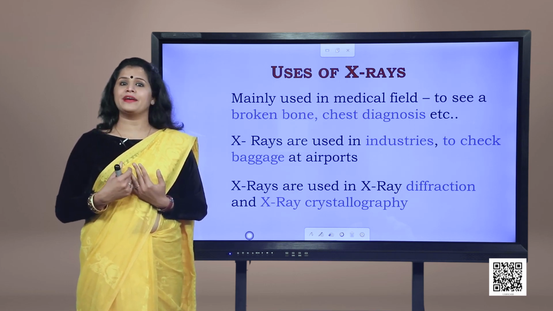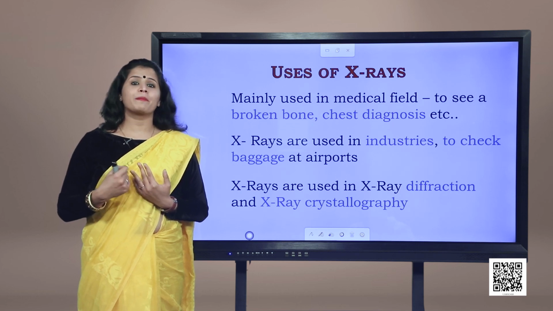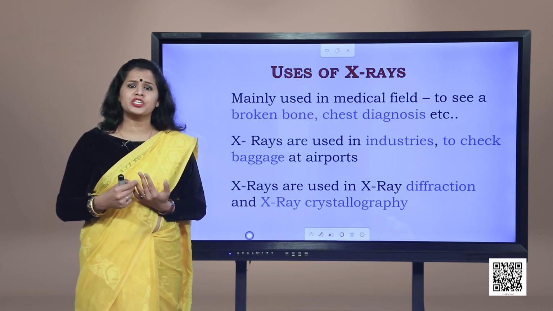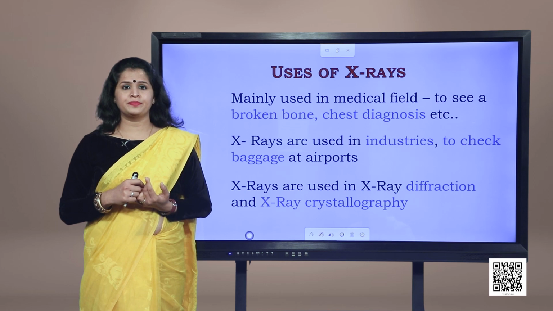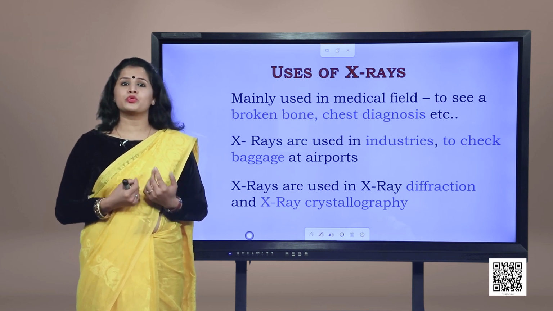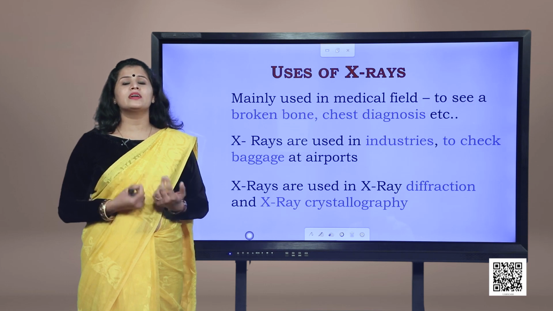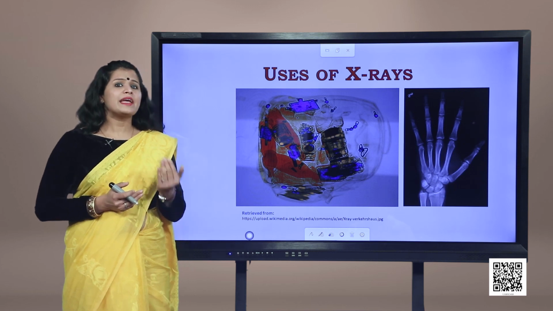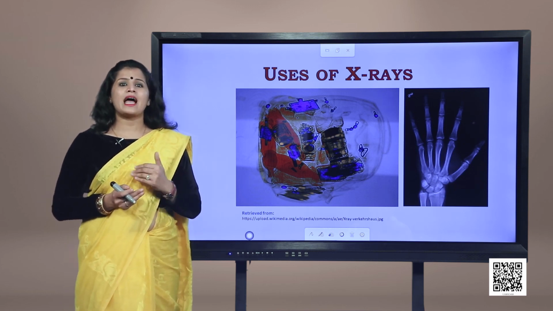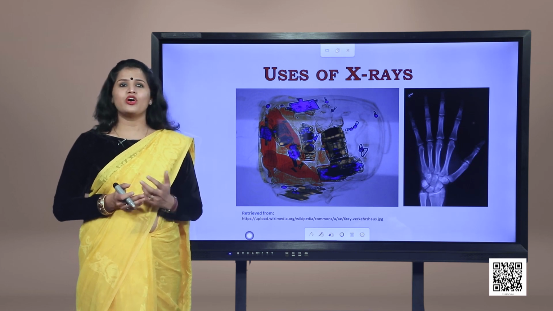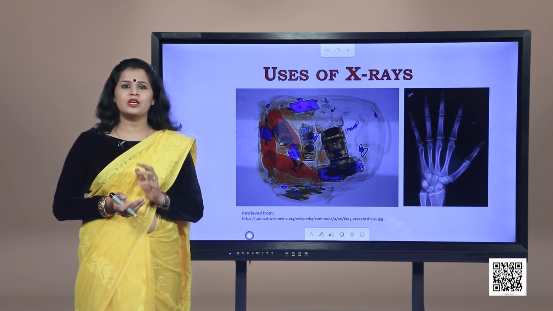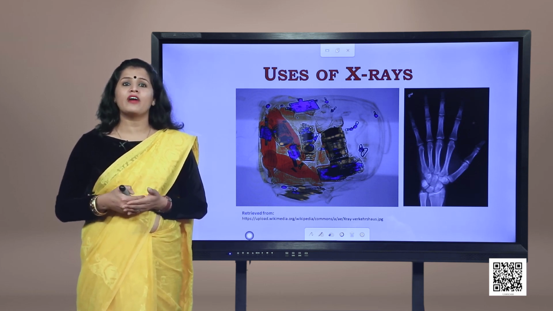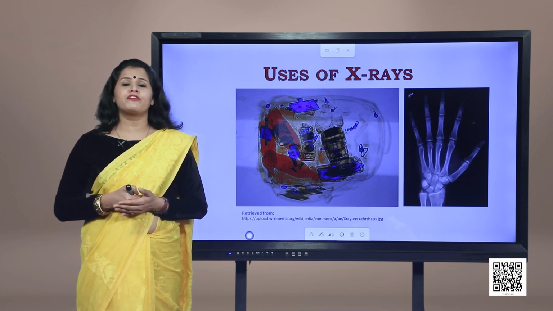X-rays are used in industries and to check baggage at airports. X-rays are also used in X-ray diffraction and X-ray crystallography. You must have seen them at metro trains, railway trains and many other screening spots also. The X-ray images look like this as seen on your screen. I am sure that you must have encountered these images while entering the metro, and the second image is of an X-ray of a hand to diagnose any kind of fracture.